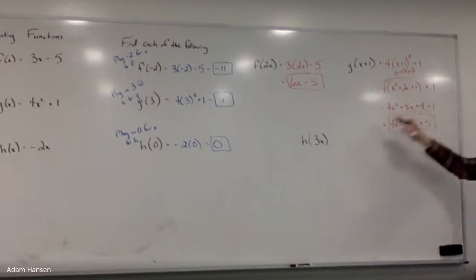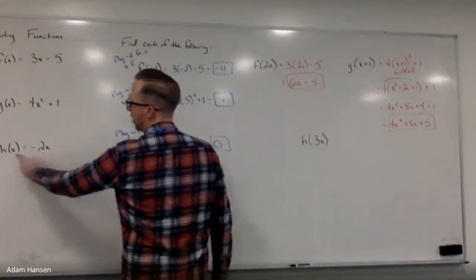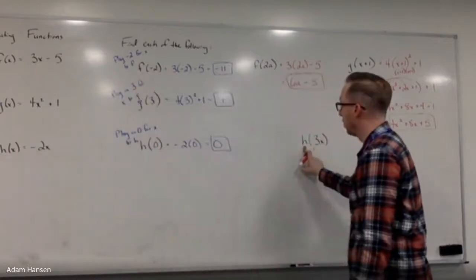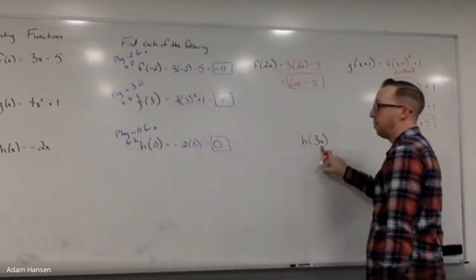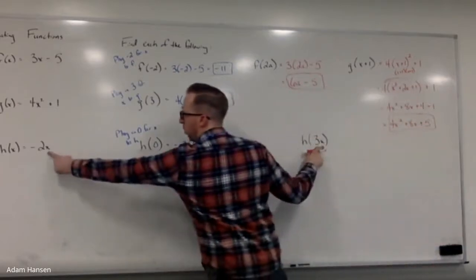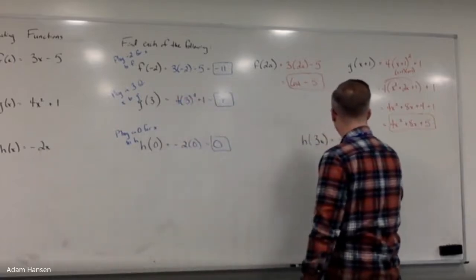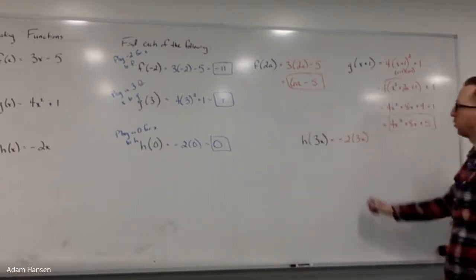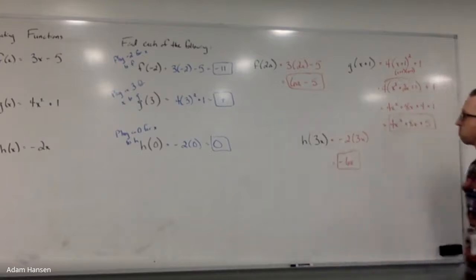Now the last one, h of 3x. Let's substitute 3x in for x in our h of x function. Again, h is the name of the function. It's referencing this function h of x over here. 3x is what I'm plugging in to that function. I'm going to plug in 3x for x. So instead of -2 times x, now it's -2 times 3x. -2 times 3x would be -6x. Nothing left to simplify after that. We're all done.